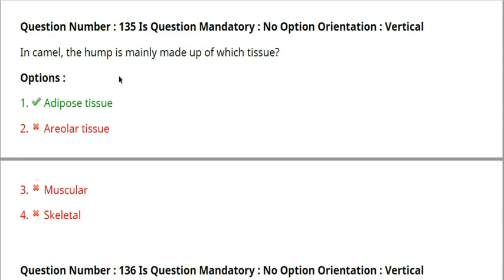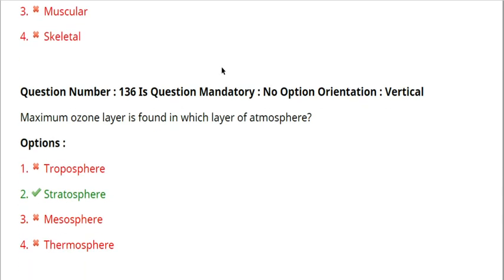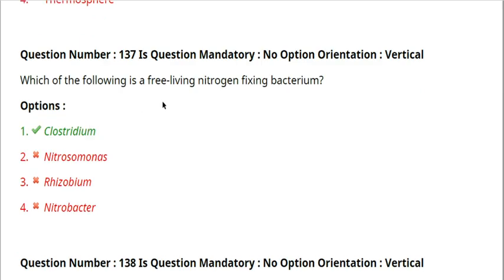In camel, the hump is mainly made up of adipose tissue. Okay, the maximum ozone layer is found in which layer of the atmosphere? The maximum ozone layer is found in the stratosphere. Which of the following is a free living nitrogen fixing bacteria? Free living they are asking. Clostridium is a free living nitrogen fixing bacteria. But when I referred to the internet, they are saying Rhizobium is also a free living nitrogen fixing bacteria, friends. Please look through that particular concept in detail.